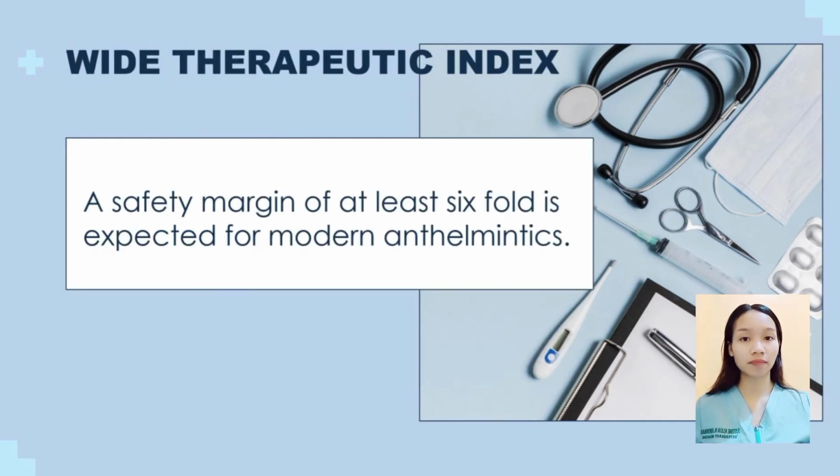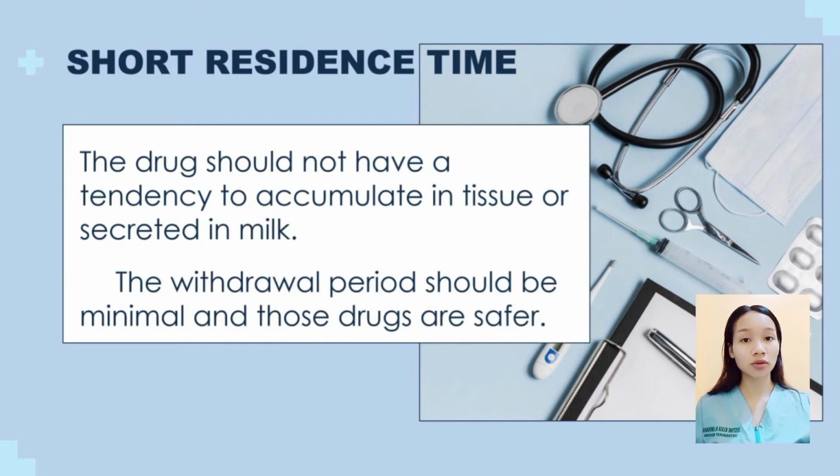Number 3. Modern anthelmintics are projected to have a therapeutic index of at least 6 folds. Number 4. Short residence time. Anthelmintics must have short residence time. The medicine or drug should not have a proclivity for tissue accumulation and milk secretion. Withdrawal symptoms should be mild, and these drugs are safer.